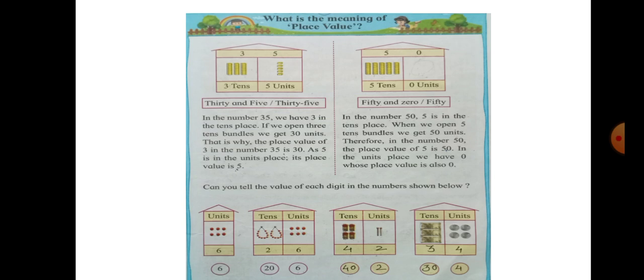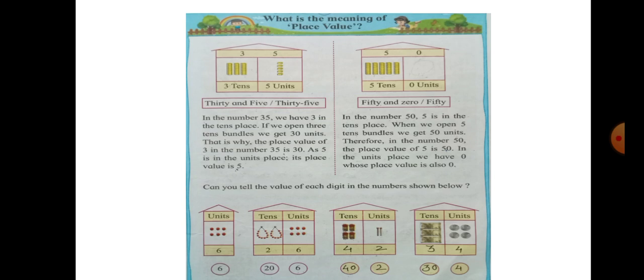If we open 3 tens bundles, we get 30 units. That is why the place value of 3 in the number 35 is 30, as 5 is in the units place, its place value is 5. So students, there is a number 35. In this number 3 is in the tens place, so its place value is 30, and the place value of 5 is only 5 because it is in units place.